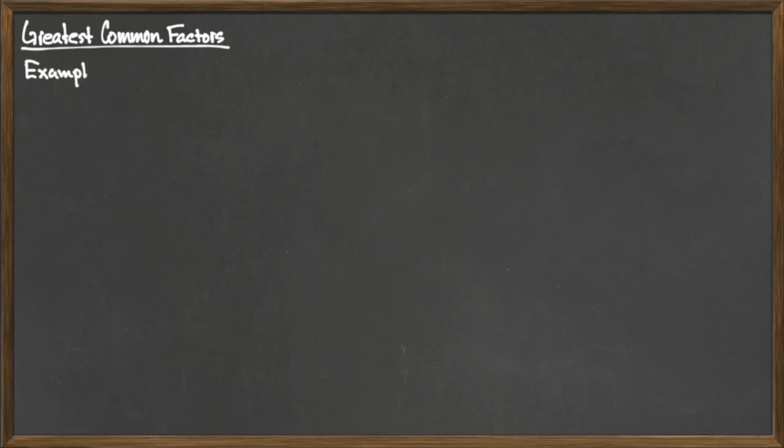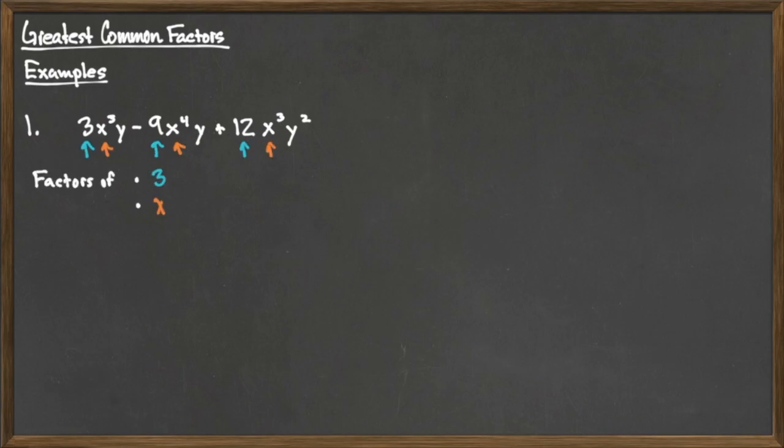Let's look at a couple examples. We'll first start with 3x cubed y minus 9x to the fourth y plus 12x cubed y squared. In terms of variables, we can see that each term has at least one copy of y and at least one copy of x, so we want to factor out as many commonalities as we can. Likewise with the numbers, everything here is a multiple of 3. So, breaking this down, we can see that we have common factors of the number 3, common factors of x cubed, and a common factor of y to the first. Meaning every term has at least one factor of 3, at least 3 copies of x, and at least one copy of y. But I can't go beyond this.